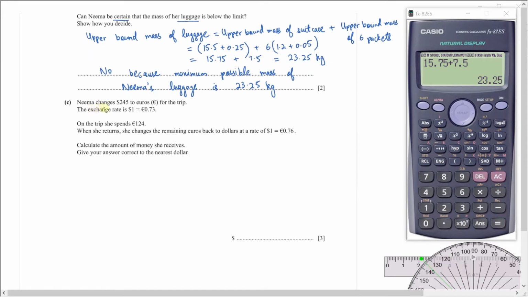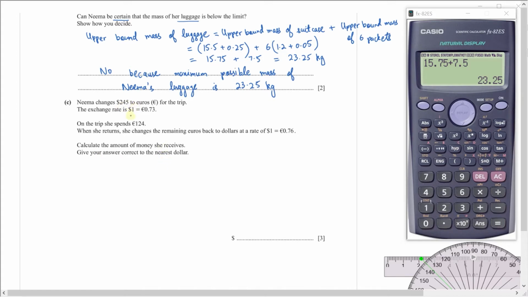Part C is Nima changes $245 to euros for the trip. The exchange rate is this. On the trip, she spends 124 euros. When she returns, she changes the remaining euros back to dollars at this given rate. Calculate the amount of money she receives. Give your answer correct to the nearest dollar.